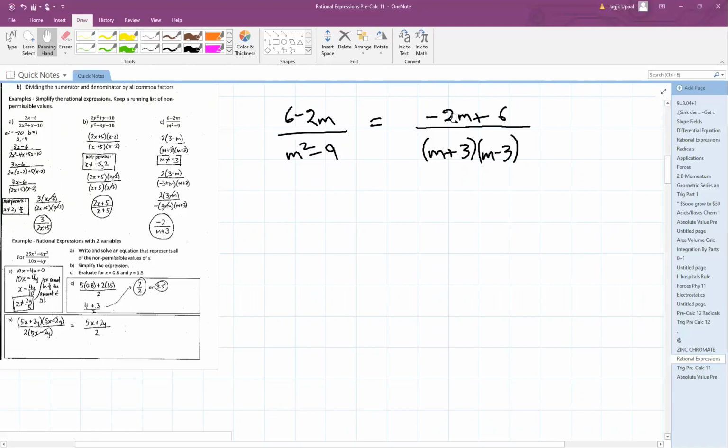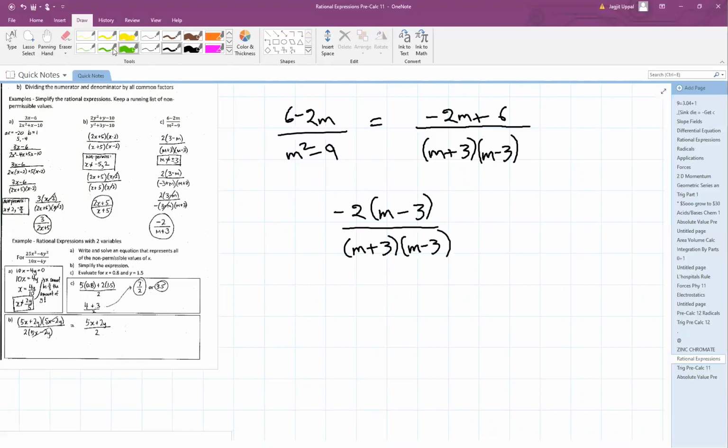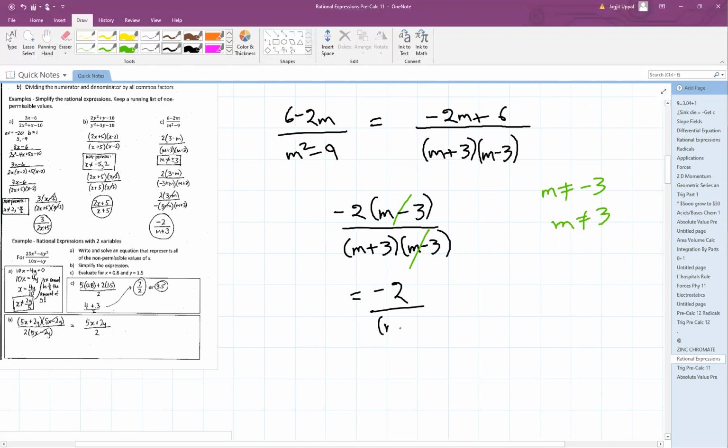And what's in front of m? Minus 2. I'm going to factor that out. Then you factor minus 2, and the sign will flip, so it becomes m minus 3 over m plus 3 times m minus 3. And we need to write the non-permissibles. We would say m cannot be minus 3 and m cannot be 3. And you would cancel this. So your final answer would just be minus 2 over m plus 3.